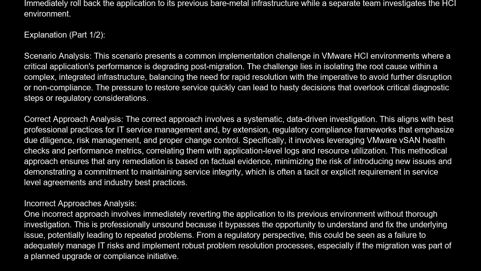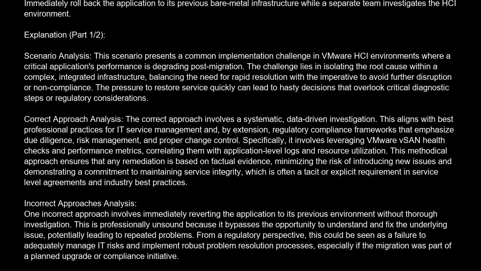This methodical approach ensures that any remediation is based on factual evidence, minimizing the risk of introducing new issues and demonstrating a commitment to maintaining service integrity, which is often a tacit or explicit requirement in service-level agreements and industry best practices. Incorrect approach analysis.